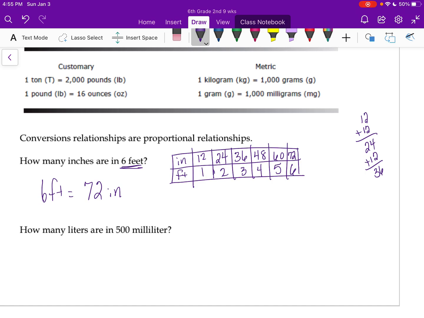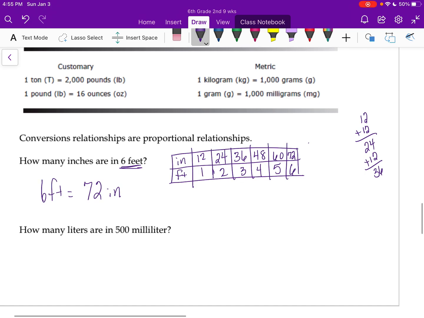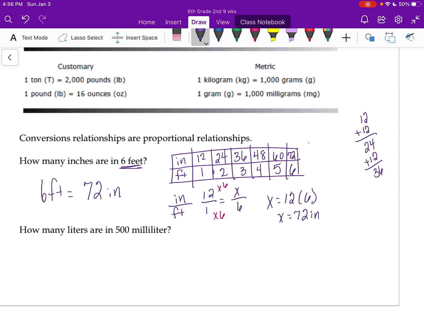So it's a proportional relationship. This is what I call a ratio table, but remember you could also set up a proportion. Well, 12 inches to 1 foot, and then I need to know about 6 feet. So the 6 would go at the bottom with the feet, and I don't know how many inches that is. And then we would say 1 times what gives us 6? 1 times 6. Whatever we do to the bottom, we have to do to the top. So I multiplied the bottom by 6. I'm going to multiply the top by 6. So x is going to be 12 times 6. So x is 72 inches.